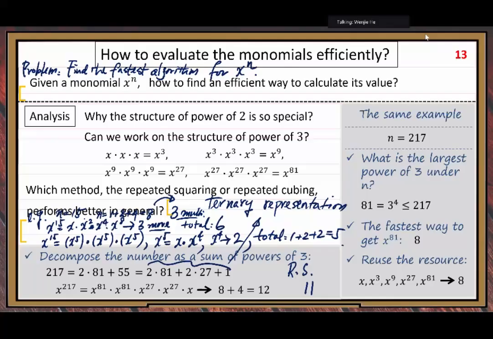You can get the optimal algorithm for monomial. But the way to mix those two techniques is non-trivial. It's quite challenging. All right, so that's this topic.